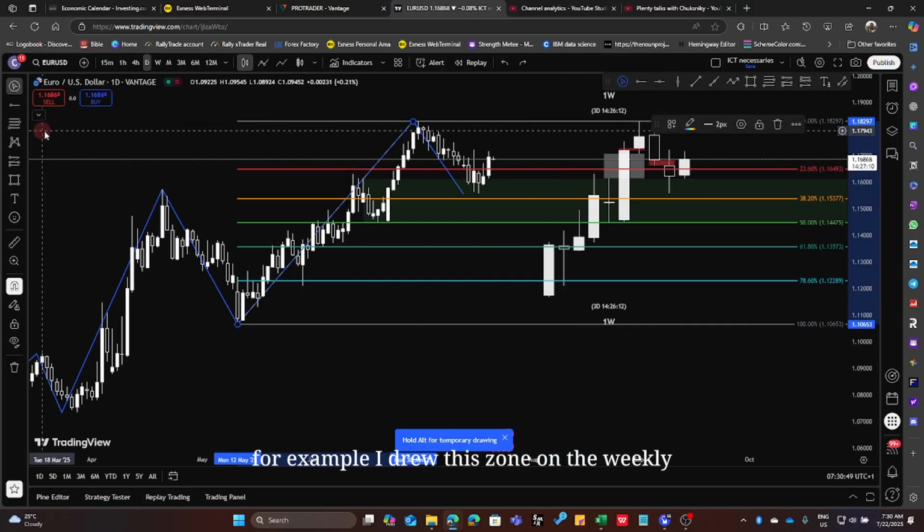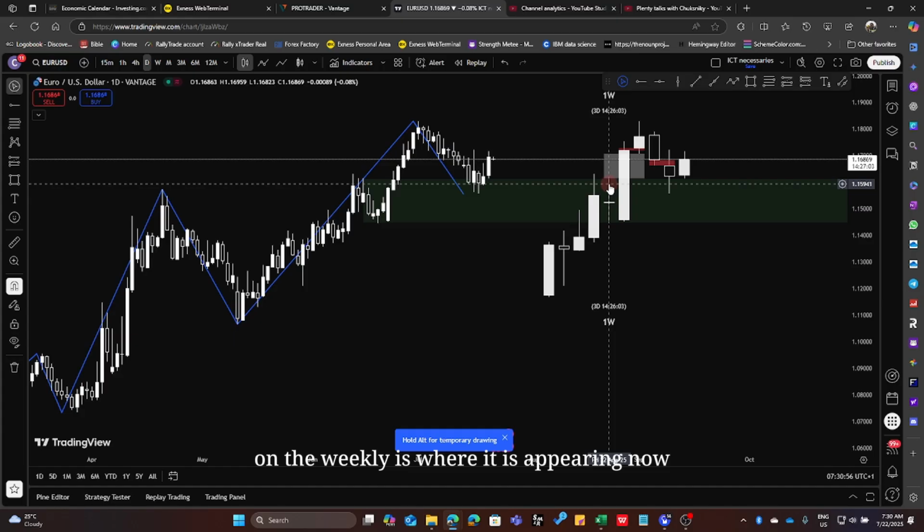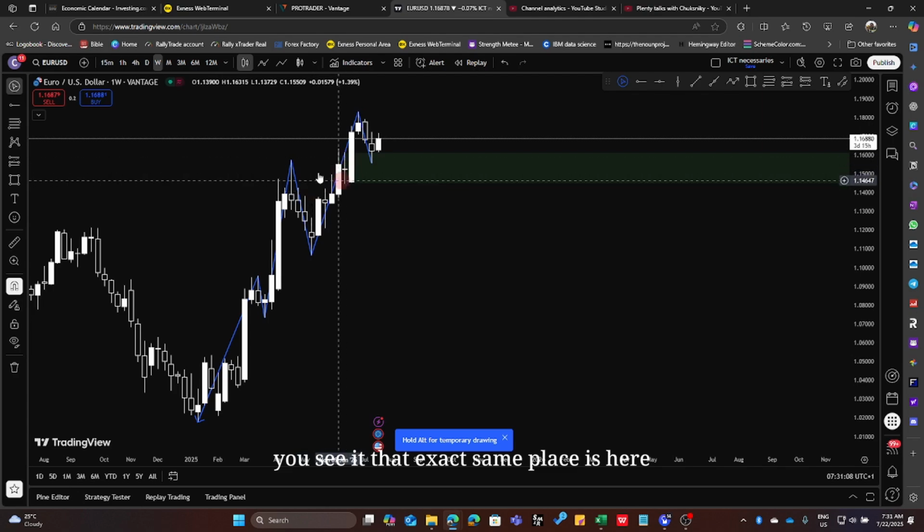For example, I drew this zone on the weekly, and you can see exactly where I drew it on the weekly is where it is appearing now on the daily time frame. That is exactly where it is showing up. Let's go back to the weekly. You see it, that exact same place is here.